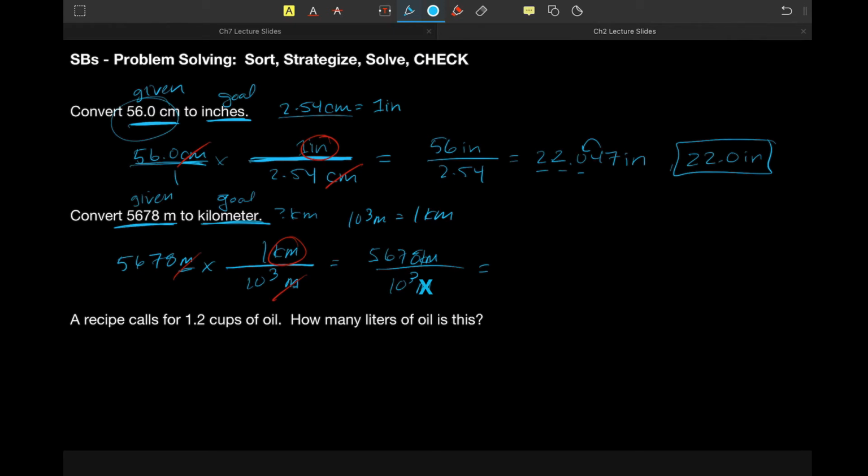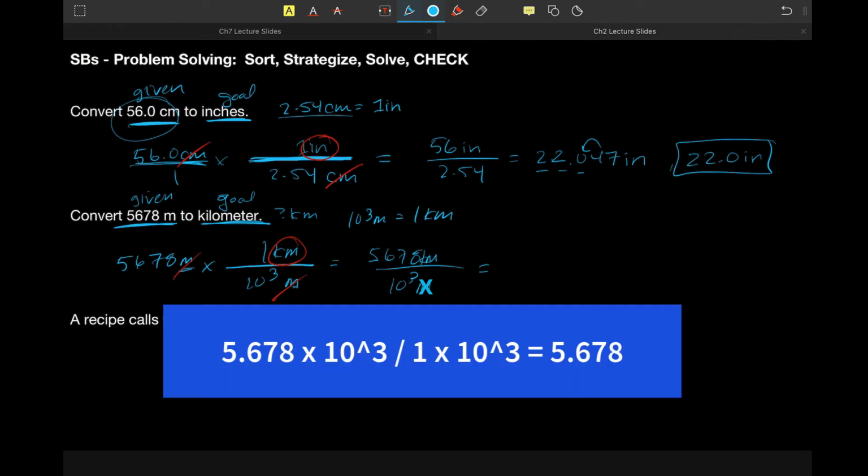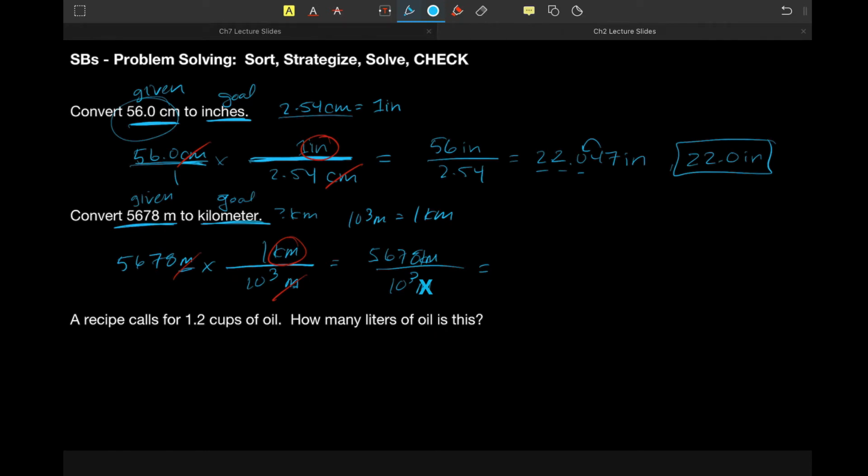Or if we think about scientific notation, right? If I do division of 2 pieces of scientific notation, it'd be like subtracting the exponents. Yes, does that make sense? All this should ring a bell. Either way, we end up with 5.678 kilometers as our final answer. Oh, that cancels out, right? And we go back to our given, which is 4 sig figs. 4 sig figs, we are done.